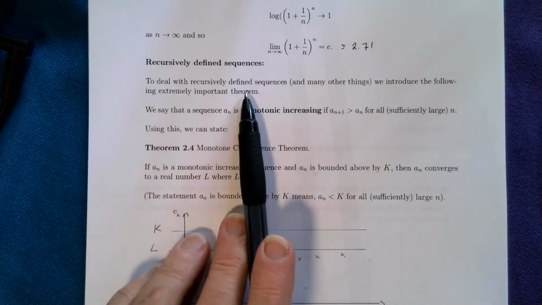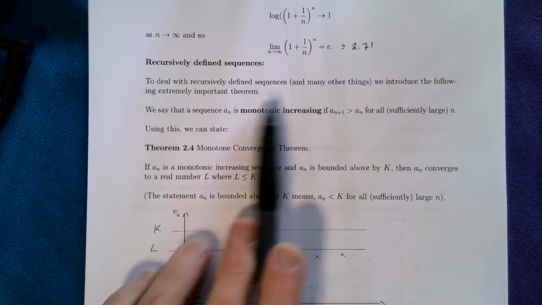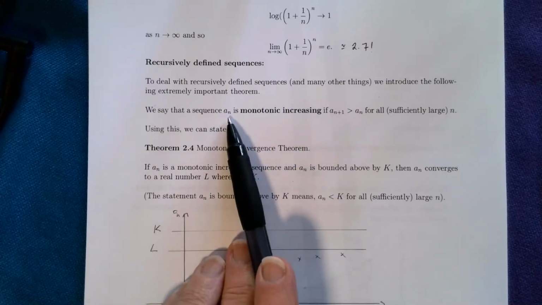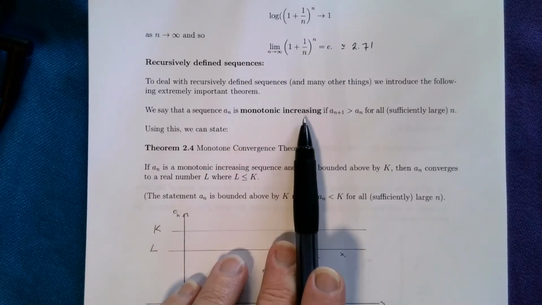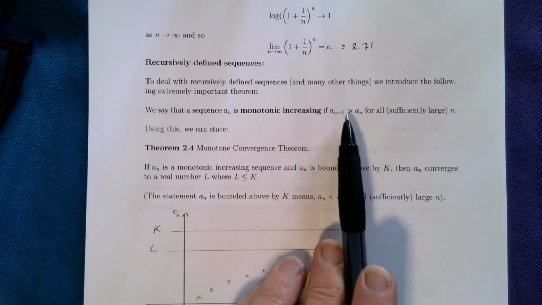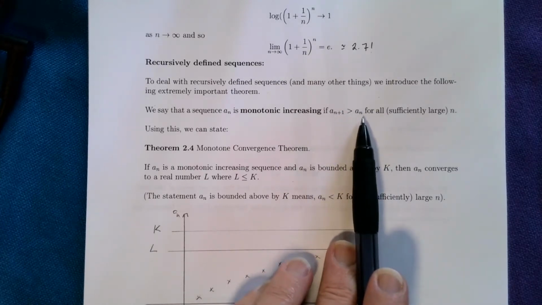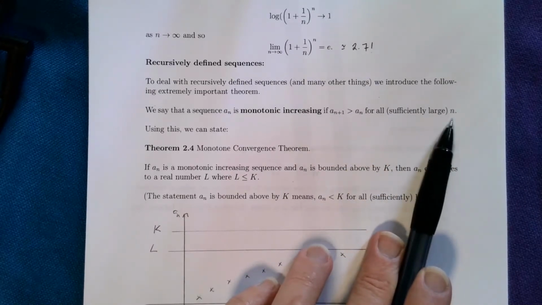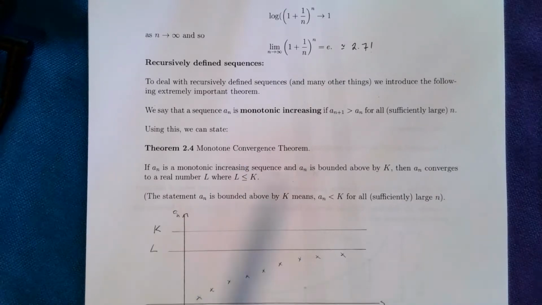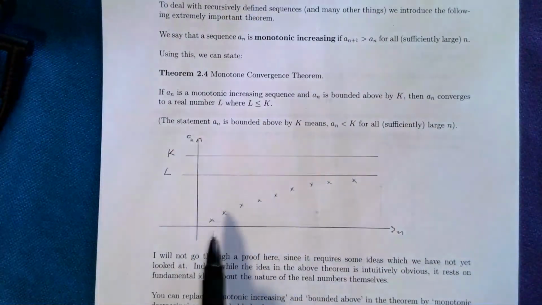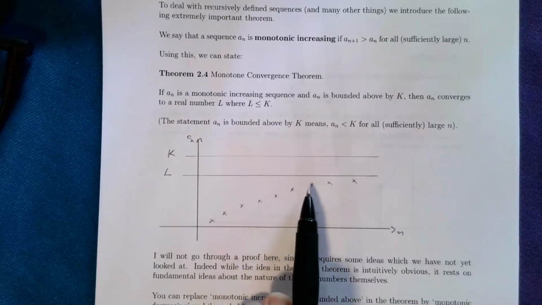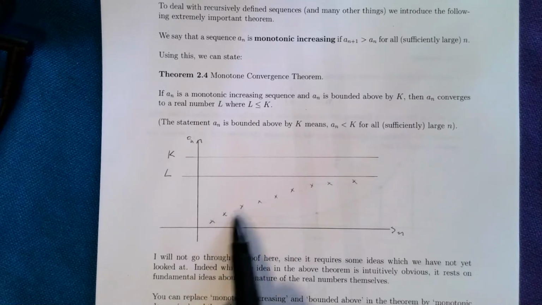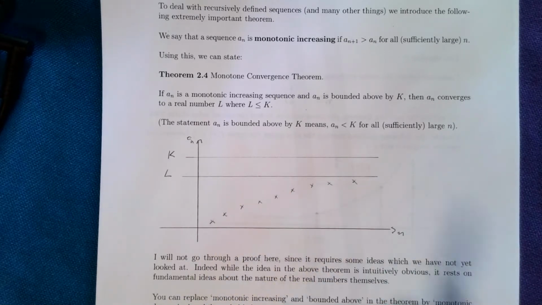So to deal with recursively defined sequences and many other things, we introduce the following extremely important theorem. We firstly say that a sequence a_n is monotonic increasing if each term is bigger than the term before it, well, perhaps eventually, for all sufficiently large n. In other words, if we look at a picture of this, we're looking at a sequence like this where the terms just continue to get bigger and bigger. They never go back or lower. Each term is always bigger than the term before it.